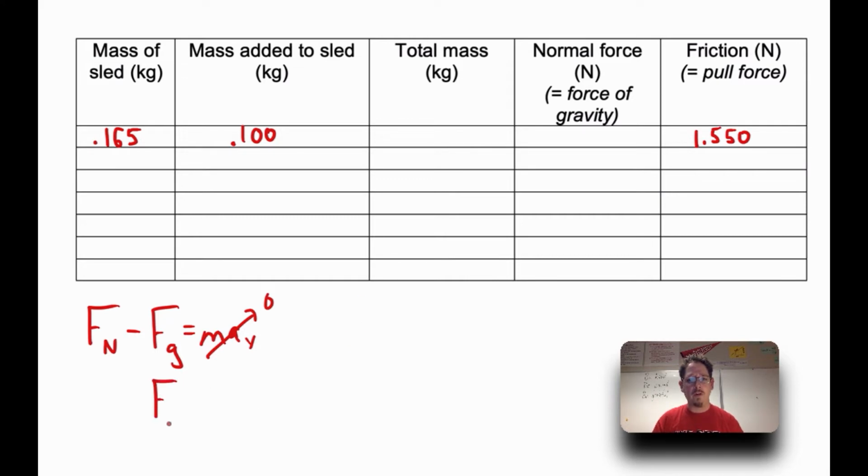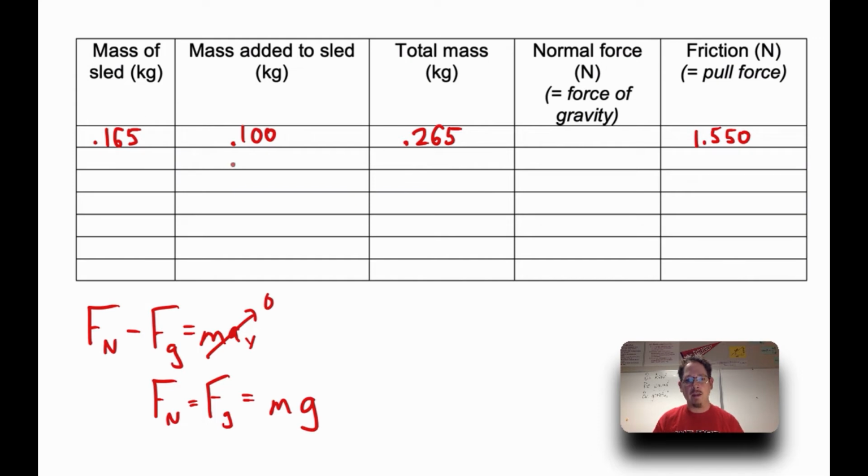So since we know that the normal force has to equal the force of gravity, and the force of gravity is calculated by taking mass times our gravitational field strength, or gravitational acceleration, 9.8, and we are using 9.8 here because we're trying to be as accurate as possible. Well, what mass? We need it to be the total mass. It was the sled plus the masses in it. So if I take these two and add them together, 0.165 and the 0.100, the total mass of the sled and the mass in it in the first trial was 0.265 kilograms.